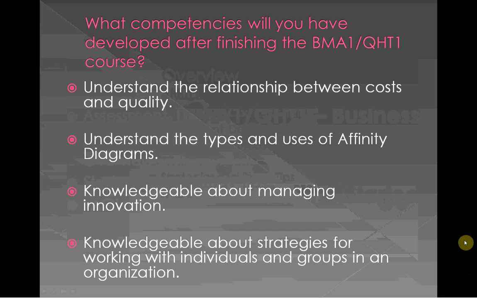The competencies that we are developing as we go through BMA1 and QHT1: we want you to understand the relationship between costs and quality. We want you to understand the types and uses of affinity diagrams. We want you to become knowledgeable about managing innovation and ultimately some reasons why companies choose to innovate. And then we want you to become knowledgeable about strategies for working with individuals and groups in an organization.